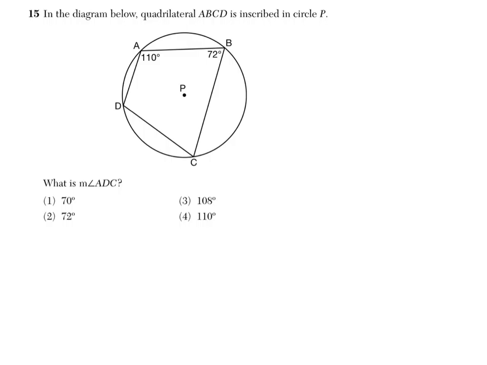So the important information that I'm given is that I have a quadrilateral ABCD, and I'm looking for this angle right here. And what I do know about all angles in a quadrilateral is that their sum is equal to 360. So if I subtract 110 and 72 from 360, I get a difference of 178. So that means the sum of these two has got to be equal to 178.